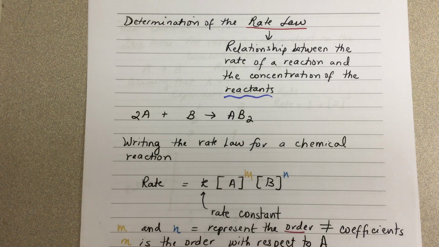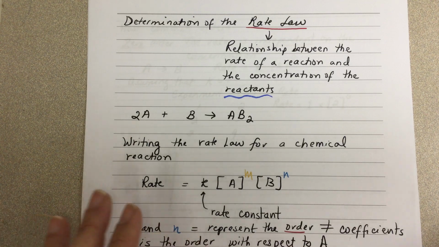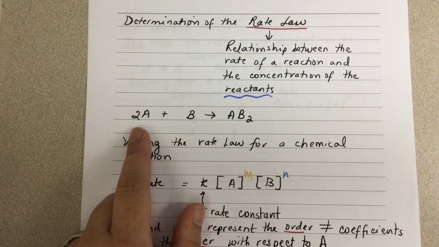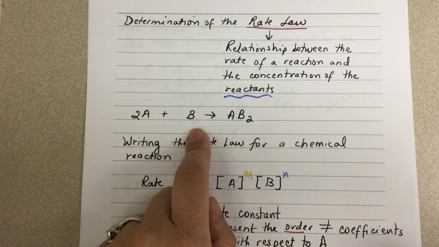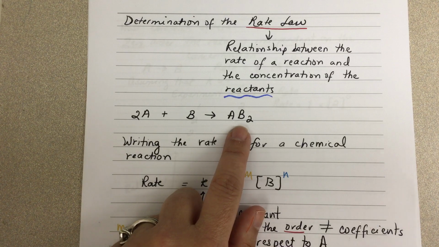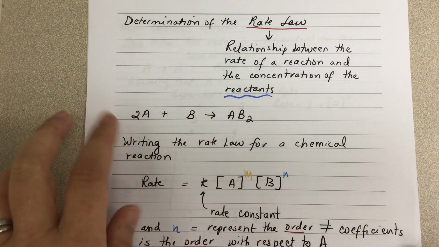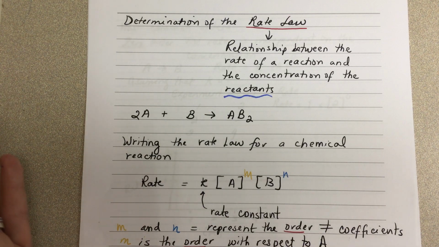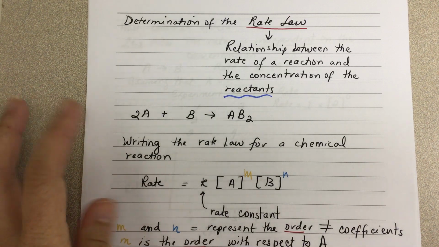You can find rate for reactants or products, but the rate law for any chemical equation is going to be determined by the concentration of your reactants, how much reactant you have. So I'm still using my generic equation here, 2 moles of A plus 1 mole of your reactant B, giving you 1 mole of your product AB2. So we can write down a generic rate law expression, and this works for any reaction.